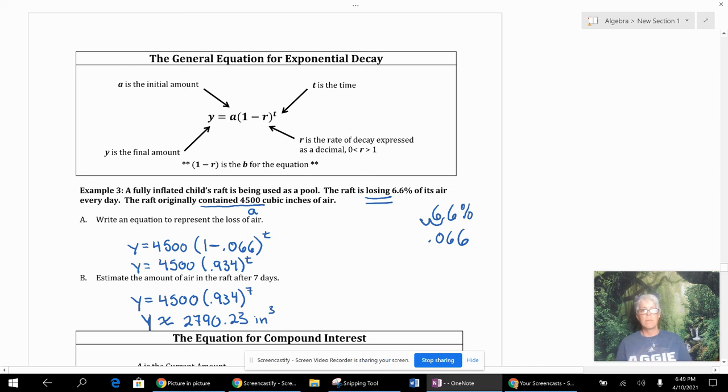Now the next example we're going to skip. We're going to end right here. If you have any questions on the assignment, just let me know.